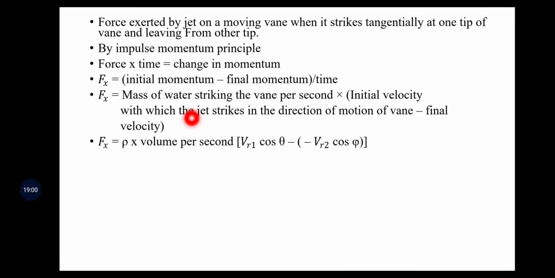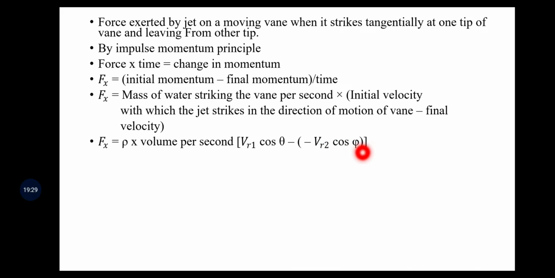So we want the force in the x direction, so we are required to have the component of the relative velocity along the x-axis. So Vr1 cos theta minus the final velocity. As the jet is leaving the plate in the opposite direction to that with which it is striking the plate, that is negative, towards the left-hand side. So minus of minus Vr2 cos phi.